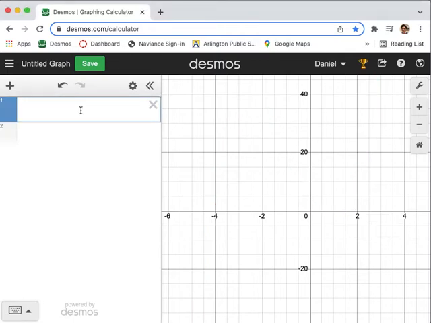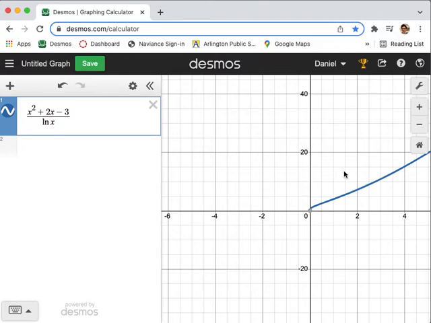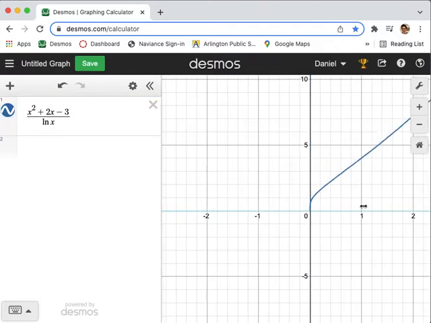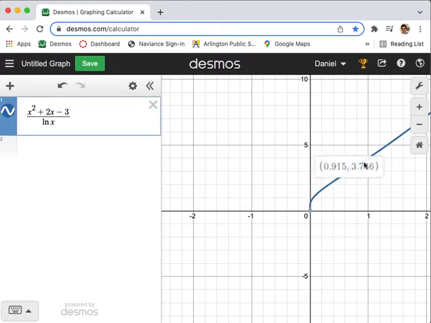If you want to verify it just for fun on Desmos, we can type in x squared plus 2x minus 3 over the ln of x. And we can see as x approaches 1, the graph is getting closer and closer to 4. When x is exactly 1, we know that there's going to be a hole there, and that's why we couldn't just do direct substitution. But we can see that the limit does definitely appear to be 4 with the graph. So that at least backs up what we claimed.